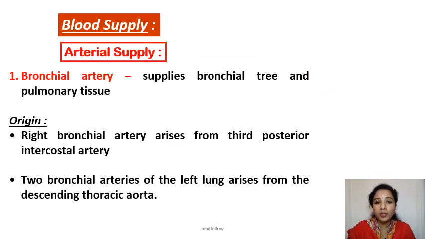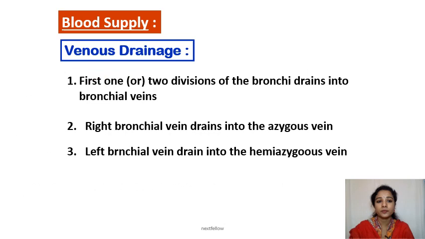Let's see the blood supply of the lungs. They are supplied by the bronchial arteries. The right bronchial artery arises from the third posterior intercostal artery. We know the right lung is away from the aorta, so it is supplied by the third posterior intercostal artery. And the two bronchial arteries supplying the left lung arise directly from the descending thoracic aorta.